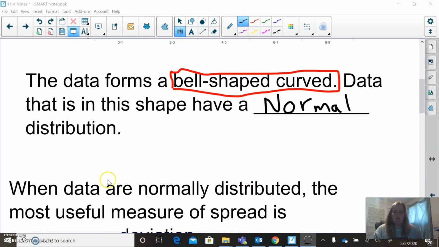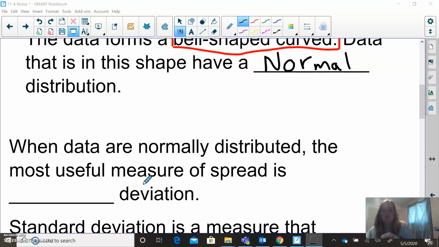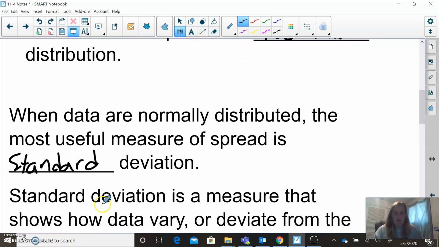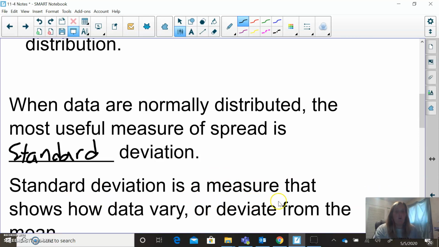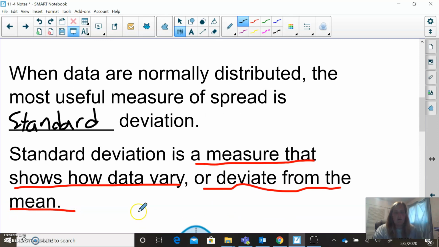Okay? So, when data are normally distributed, the most useful measure of the spread is called the standard deviation. Standard deviation is a measure that shows how data vary or deviate from the mean. Again, standard deviation is a measure that shows how data vary or deviate from the mean. This is a question on your notes.